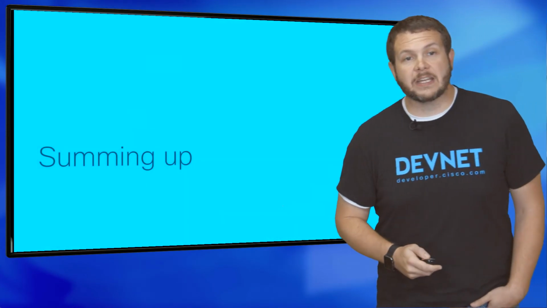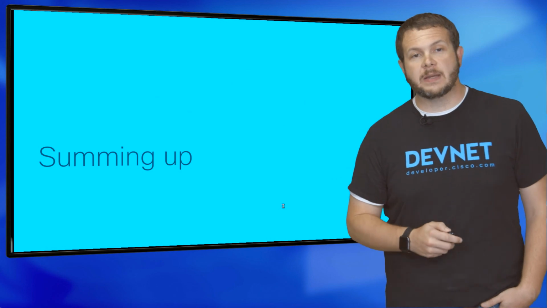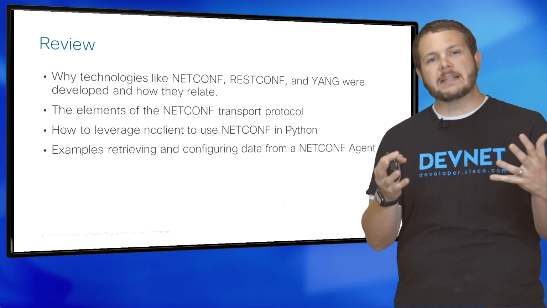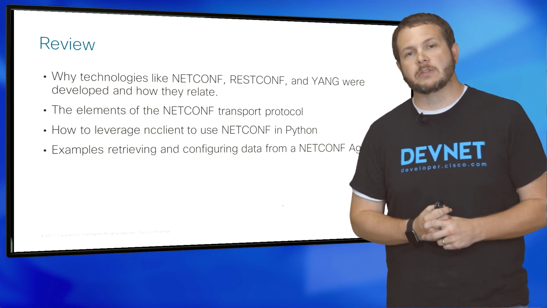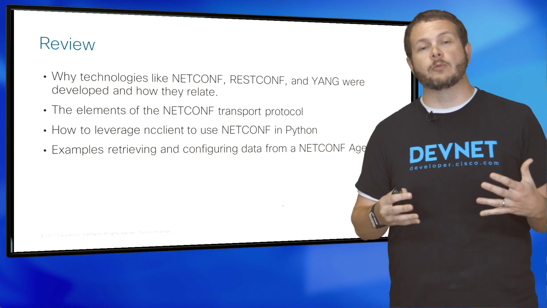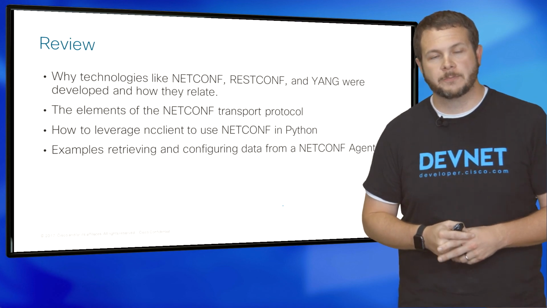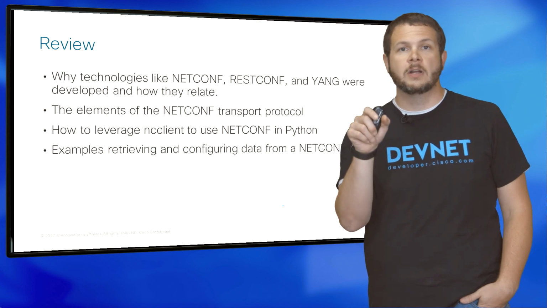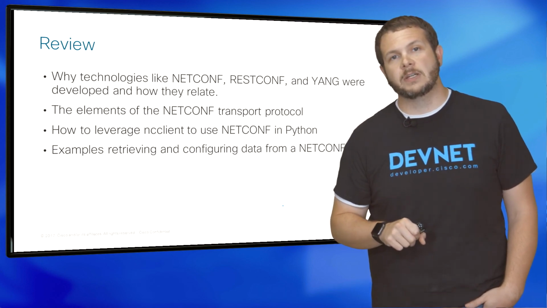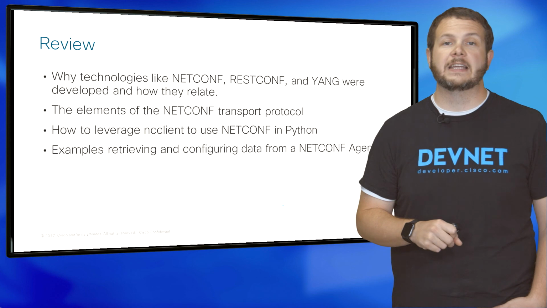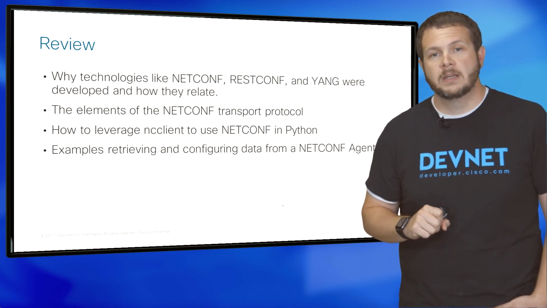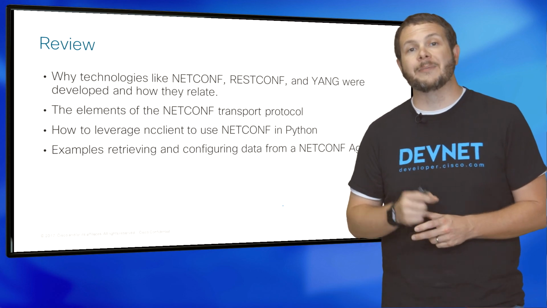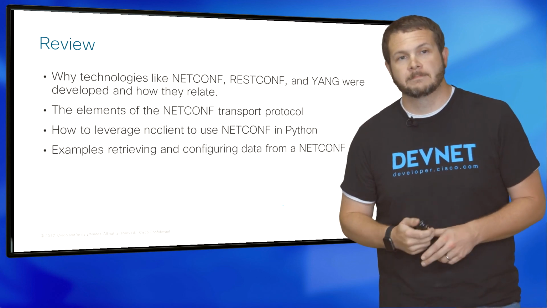Now, in summary, we've taken a look at the NETCONF protocol. We've seen a couple of examples of how we can use it. We first started out by asking ourselves why technologies like NETCONF, RESTCONF, and YANG were developed, and then how they relate together inside of an overall model-driven programmability approach. We looked at the elements of the NETCONF transport protocol: SSH as a transport, RPCs for message delivery, different operations that are supported, and then finally how we see the data back in XML. We then ended with an example of actually retrieving and configuring data using NETCONF from an agent at the endpoint.